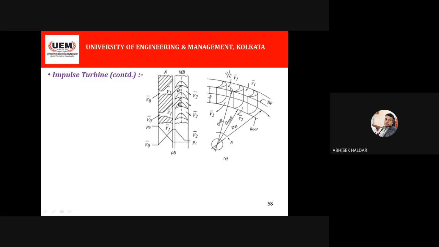The velocity at the inlet, that means to the blades, is v1, and this is my v2. The steam is striking, and the rotor is rotating. So these blades will rotate in which direction? If the steam is coming like this, in which direction will the whole wheel rotate, clockwise or anti-clockwise?